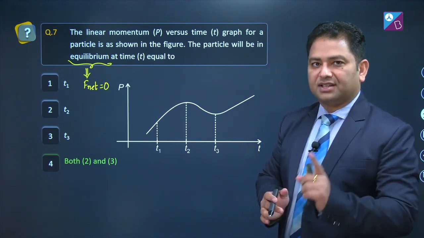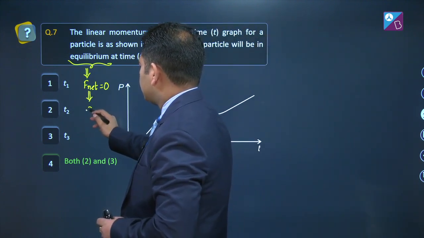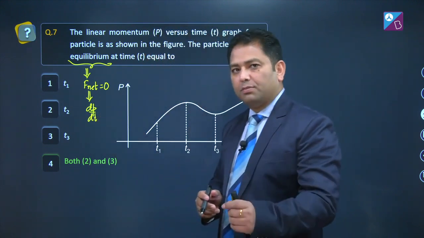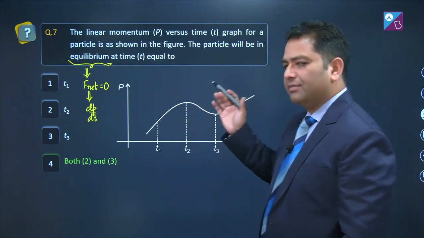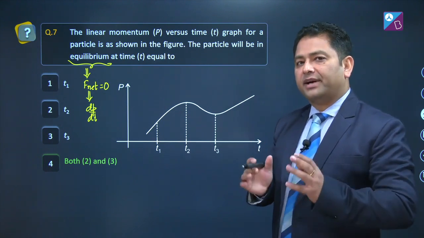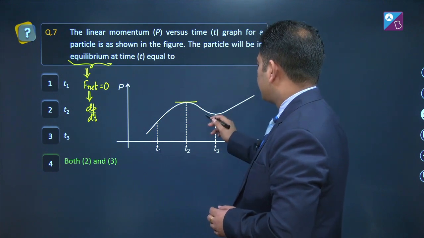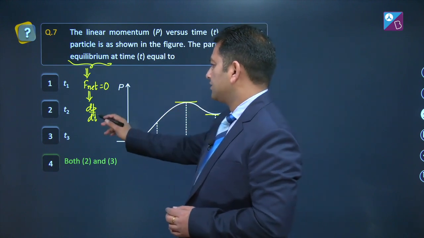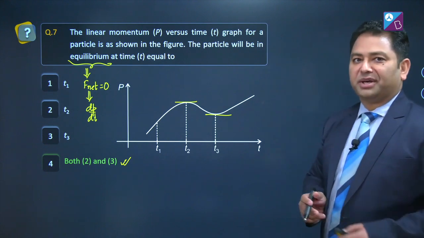You got to search that. Now all of us know that the expression of the force is dp by dt, and dp by dt means the slope of the momentum time graph. That means you have to find in the graph the point where the slope of the momentum time graph is 0. Now the slope is 0 here at the local maxima and at the local minima. So at T2 and T3 the slope is 0, so the net force is 0. That means the particle is in equilibrium.